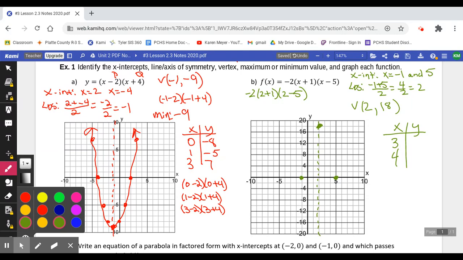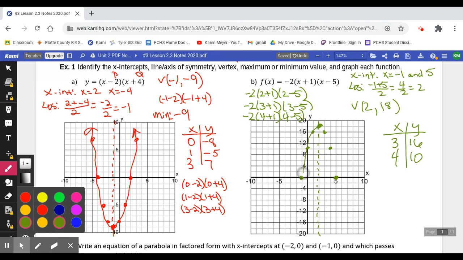So now let's just go plug those in. So -2 times 3 plus 1, 3 minus 5, and that gives me 16. So (3, 16), reflect over. Then plug in 4. And when you plug in 4 and you type that in, I came up with 10. So (4, 10), and reflect it over.